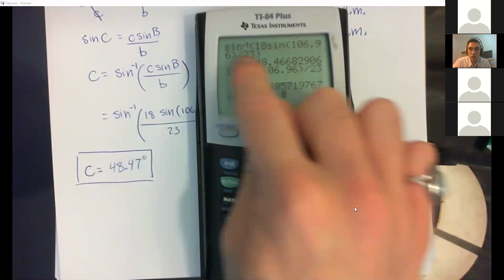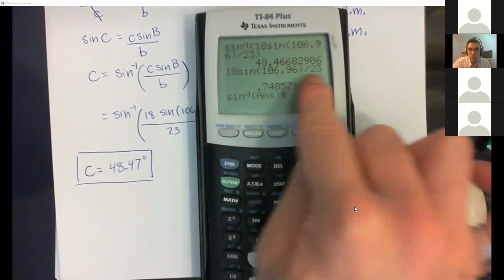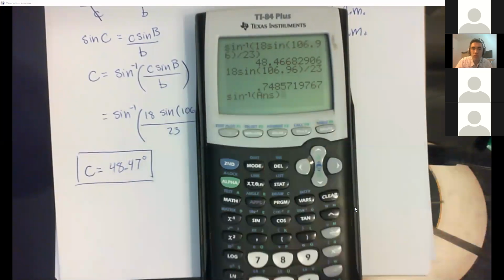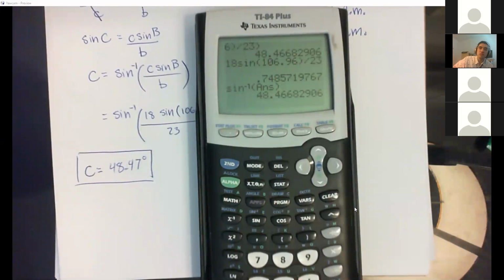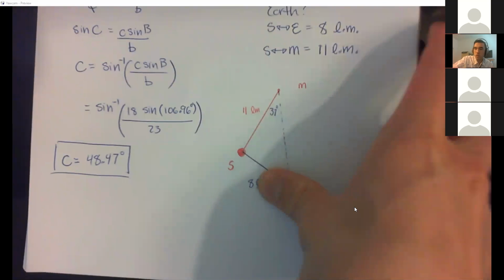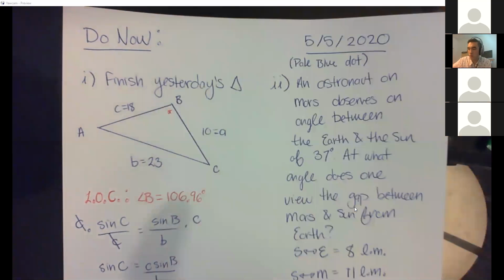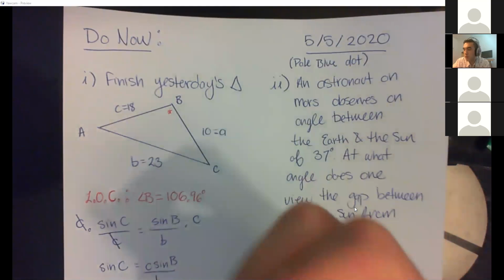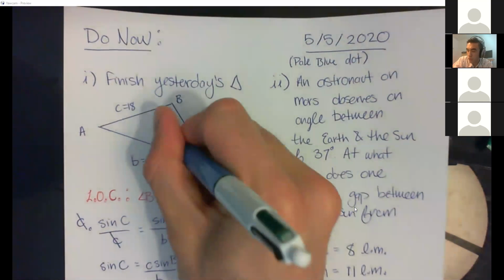So you could enter it all in at once, or you could do it in 2 steps, get the decimal on the inside, and then do second inverse sine of that answer, and it gives us the exact same thing, whichever one is more natural to you. And so first off with this question, yesterday we did law of cosines to get one of the angles. We got that this was 106.96. Now we know that angle C is 48.47.